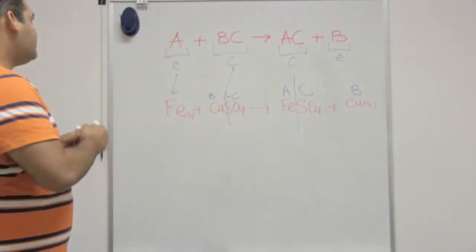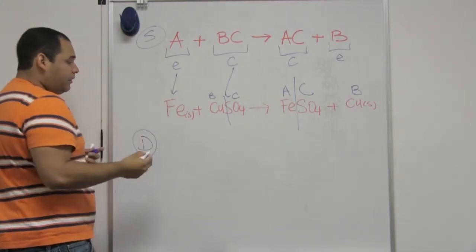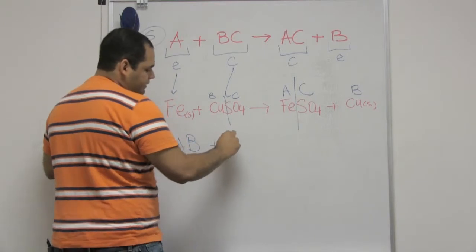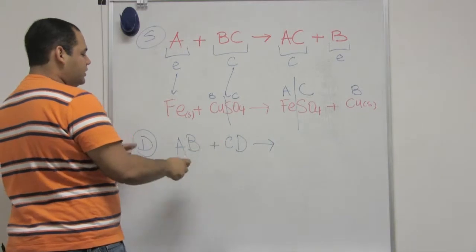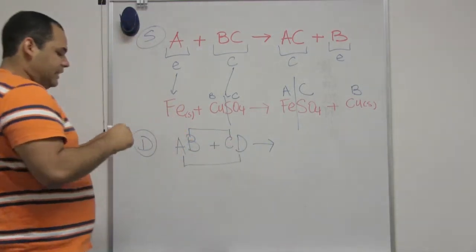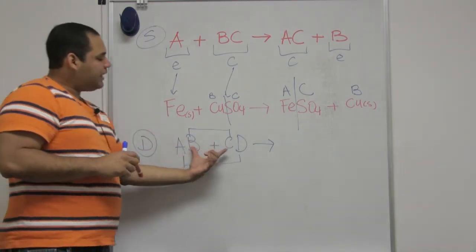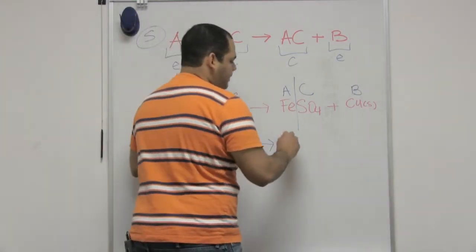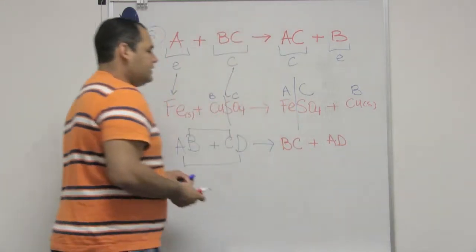So this is the single replacement. Let's talk about the double replacement. The double replacement, basically, I have AB plus CD, and now everybody is going to change. So A combined with D and B combined with C. How I memorize this is I combine the insides and then the outsides. So BC will be my product as well as AD.